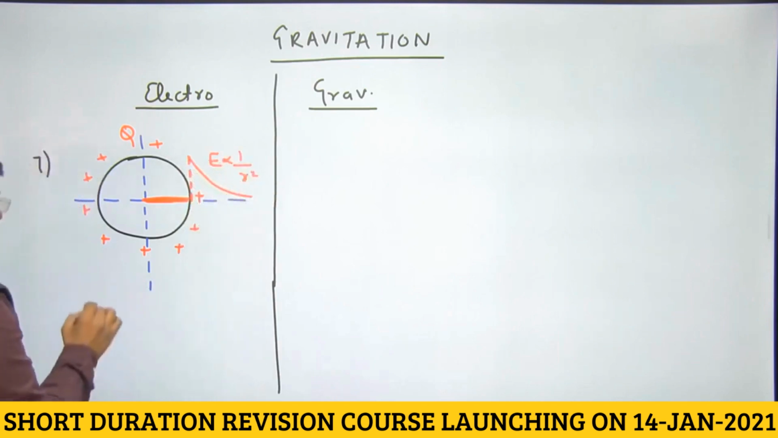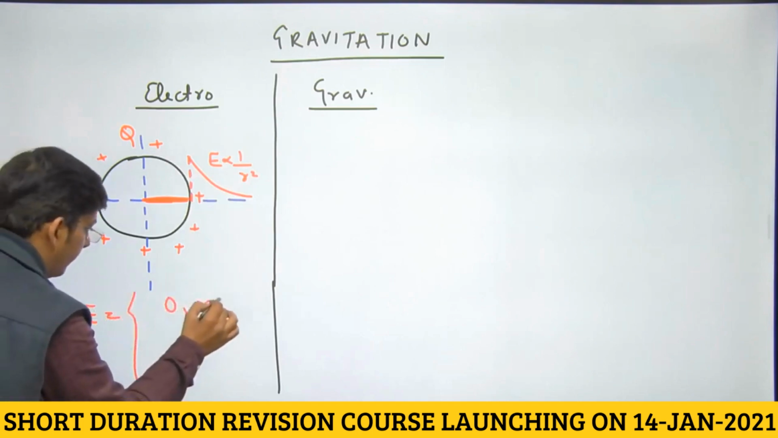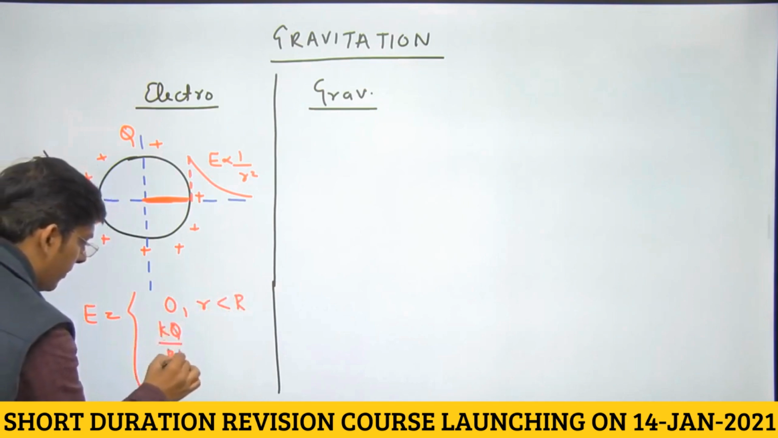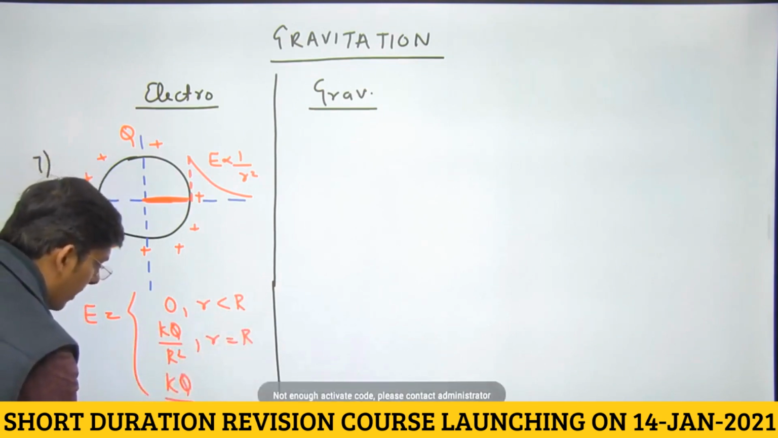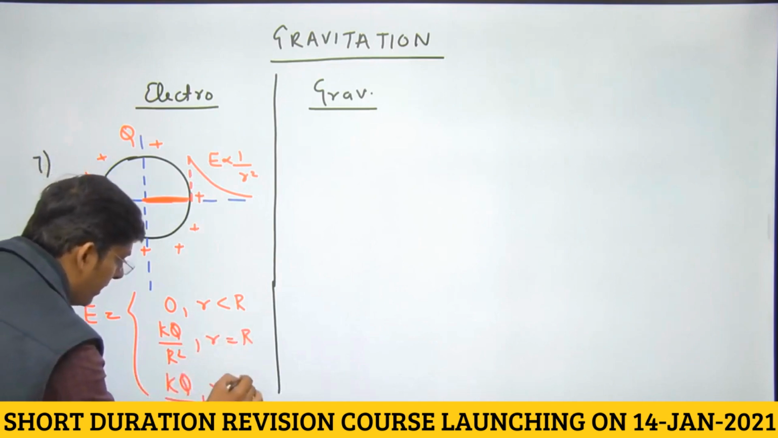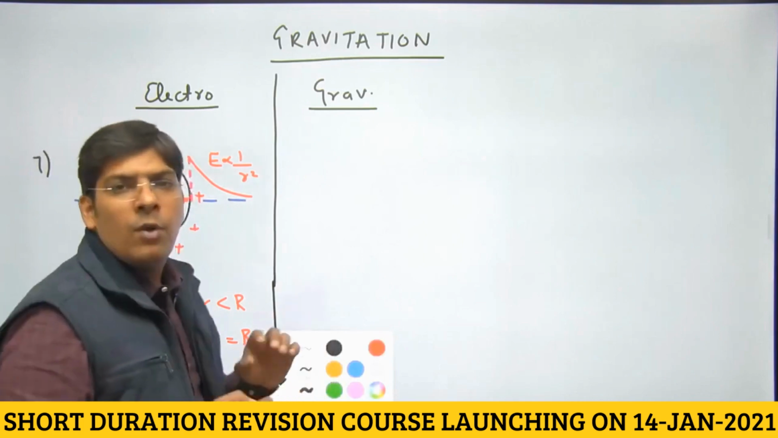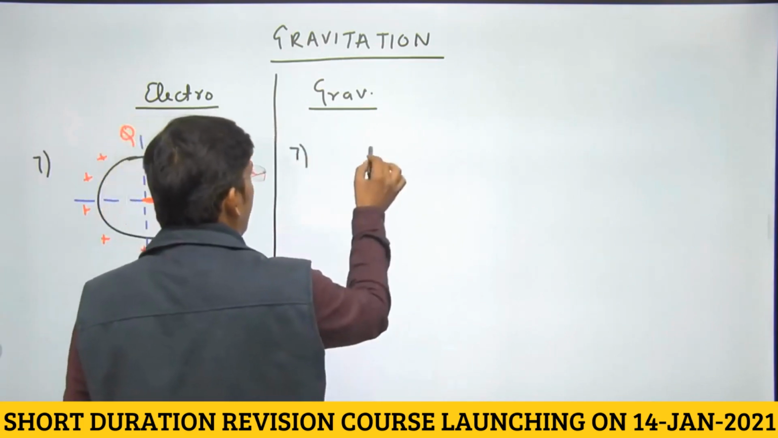So this is the graph. We get the value of electric field as like this: 0 inside, kq by capital R square at the surface, and kq by small r square obviously outside. Right, dear students? Okay.